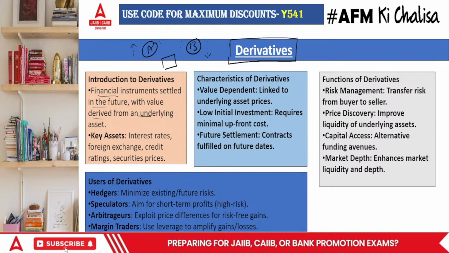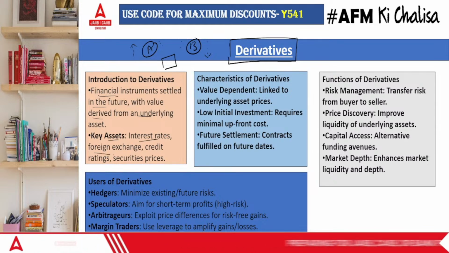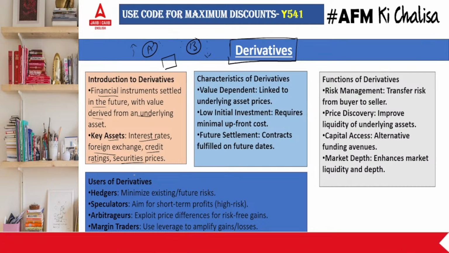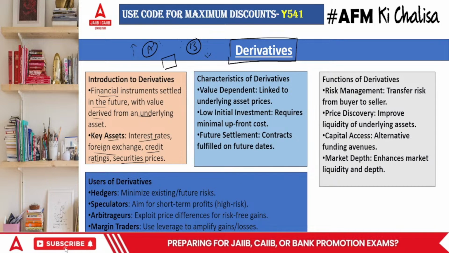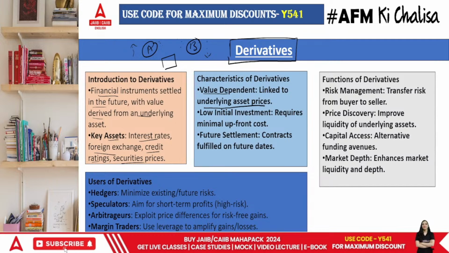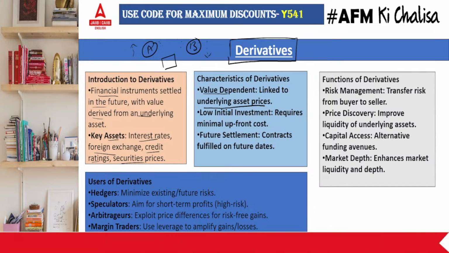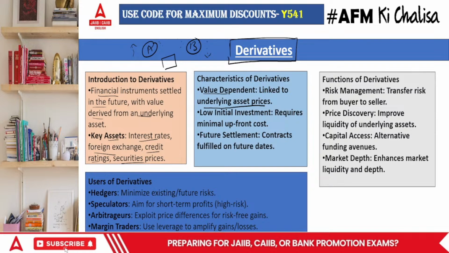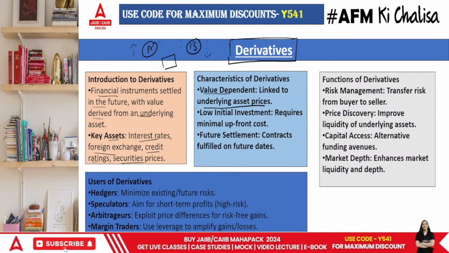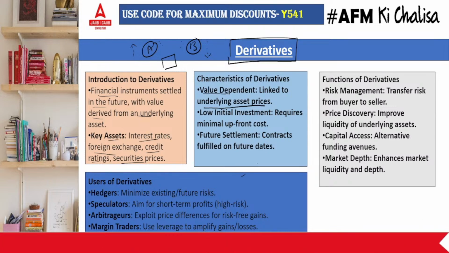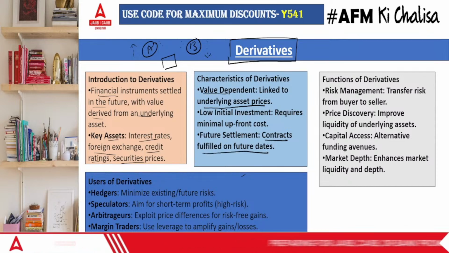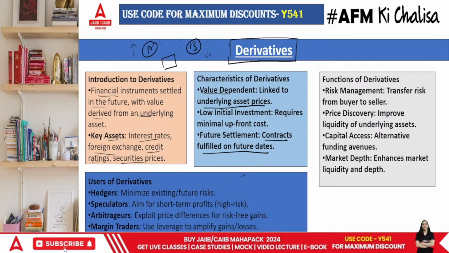Financial instruments are settled in the future with the desired value of the underlying asset, everyone. That is how we define this area. The key assets are basically the interest rate, foreign exchange, credit ratings. All these things are required when we talk about derivatives. Derivatives have independent value, which is based upon the underlying asset prices. Low initial investment: initially you have almost no investment involved. Basically you're just playing with the particular anticipation that you make and I make, and these are not settled on the very day. It is normally adjusted on a future date.